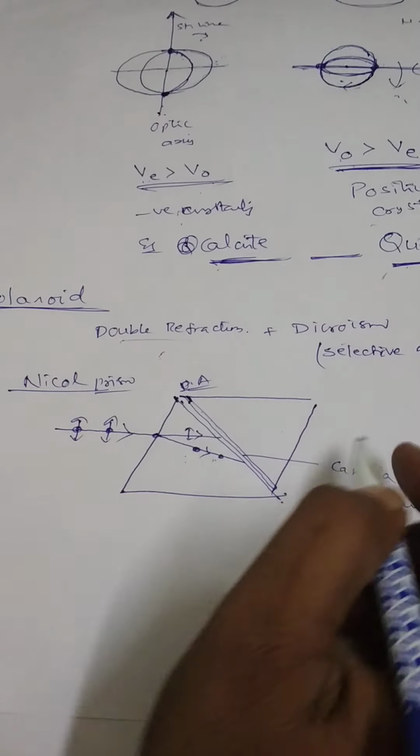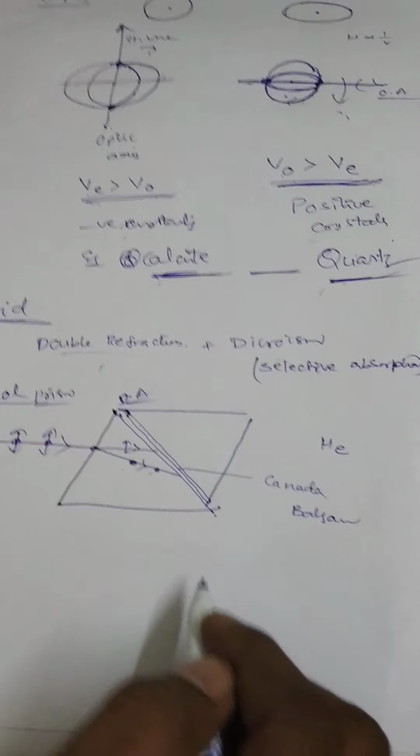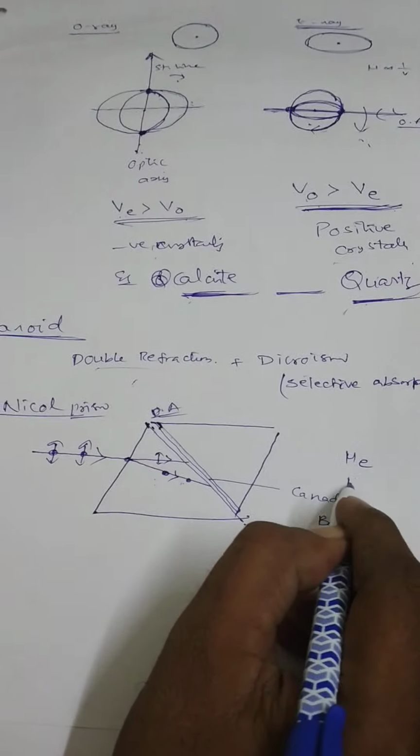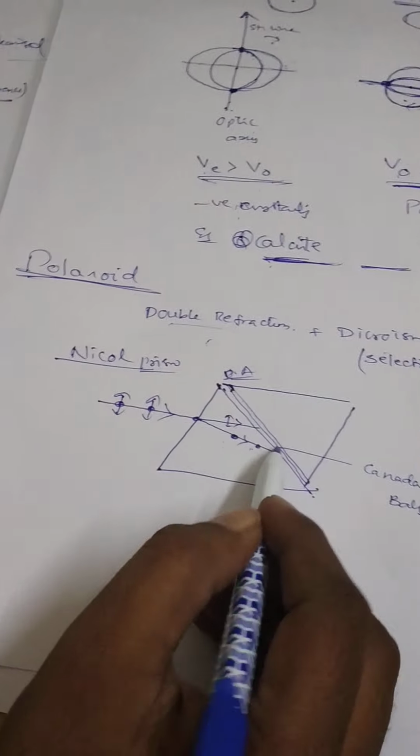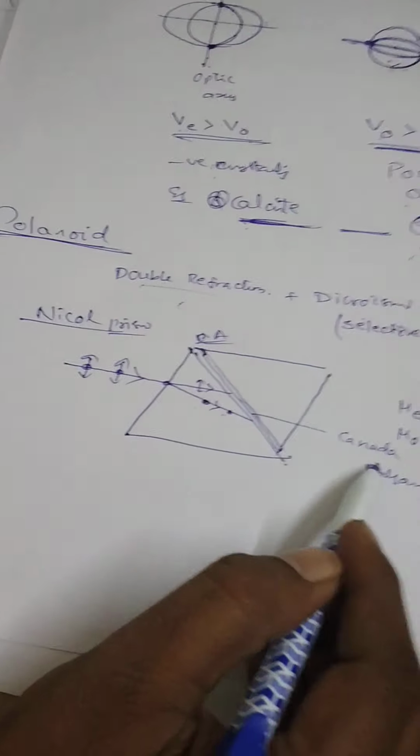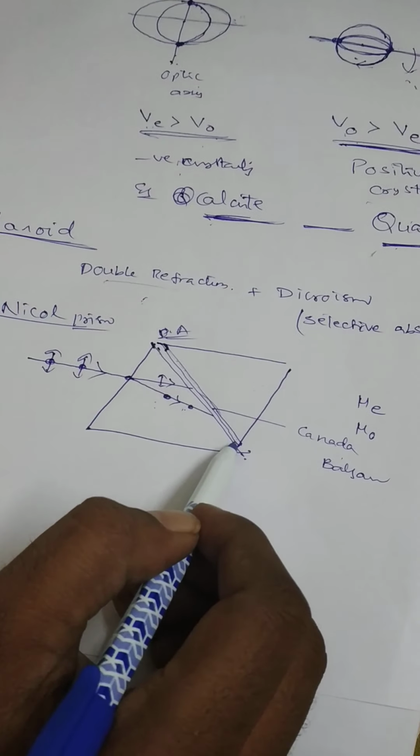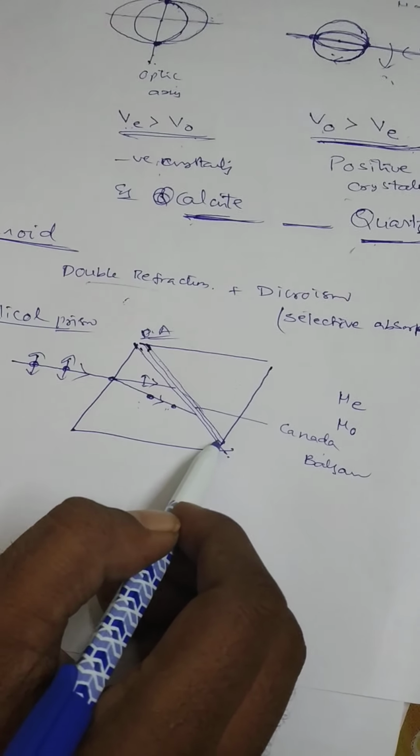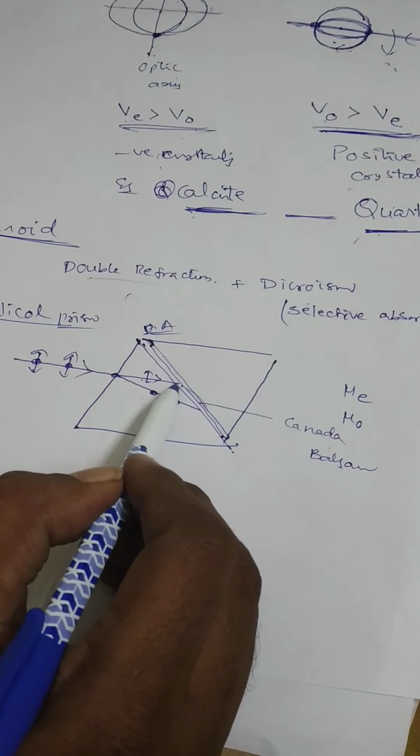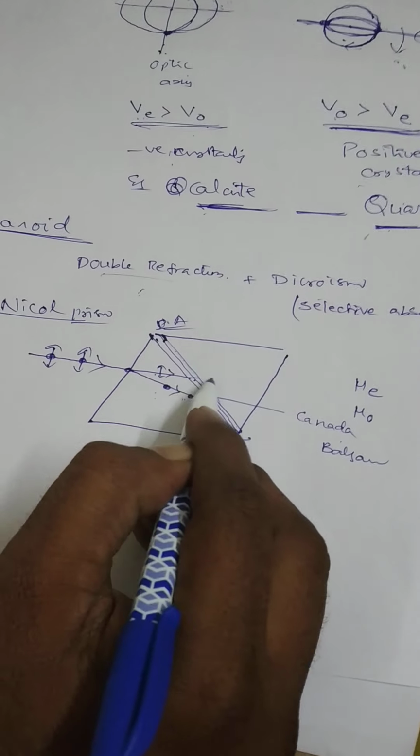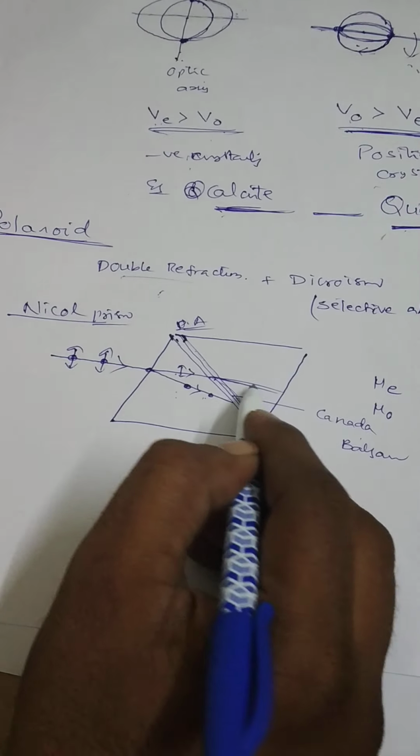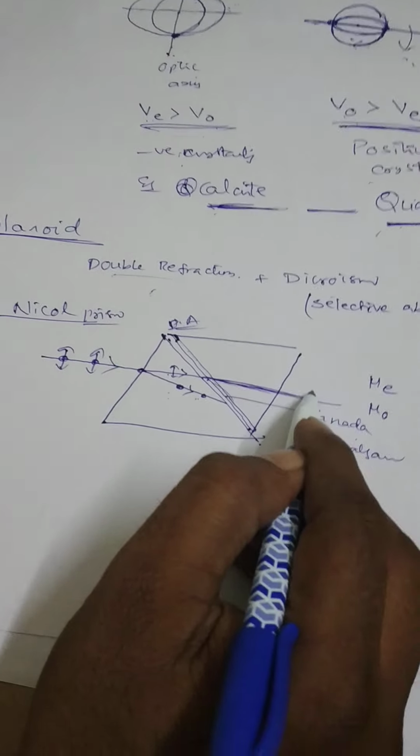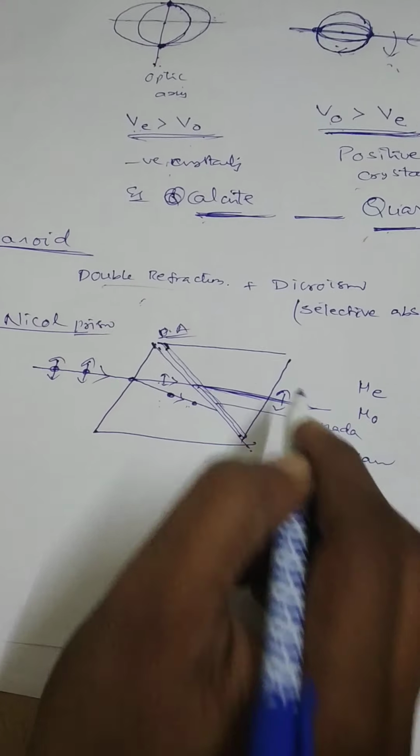For the extraordinary light ray, the refractive index is mu e. For the ordinary light ray, the refractive index is mu naught. So this Canada balsam layer acts as a rarer medium for the extraordinary light rays. That's why it is freely transmitted through the Canada balsam layer and emitted out from the crystal.